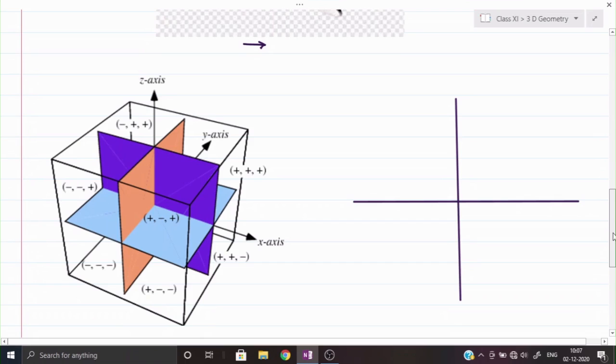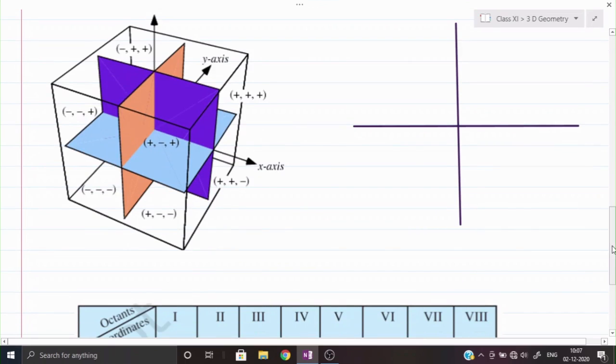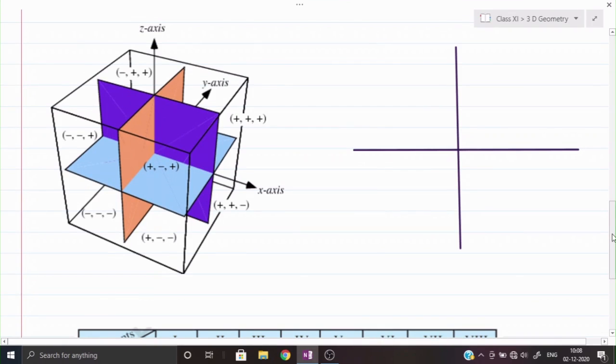Now see, this is one figure in front of you. You can see there are three different planes we have taken. See it carefully. There is one plane in violet color, which is in front of you. Then one plane is in light blue color, that is horizontal, and one is vertical, in orange color. The orange color plane will be our z axis, the violet one will be the y axis, and the sky blue color plane is the x axis.